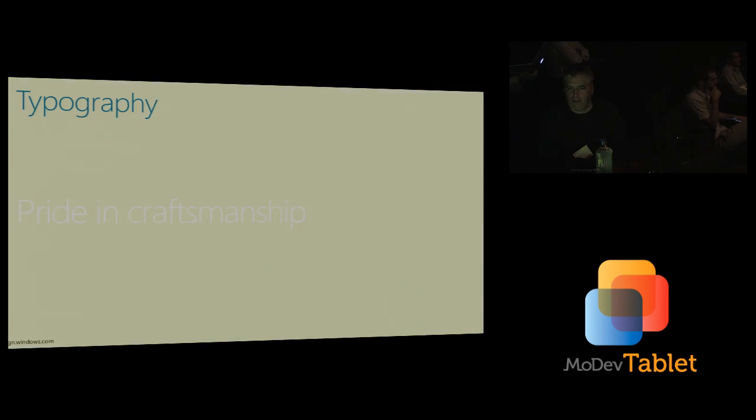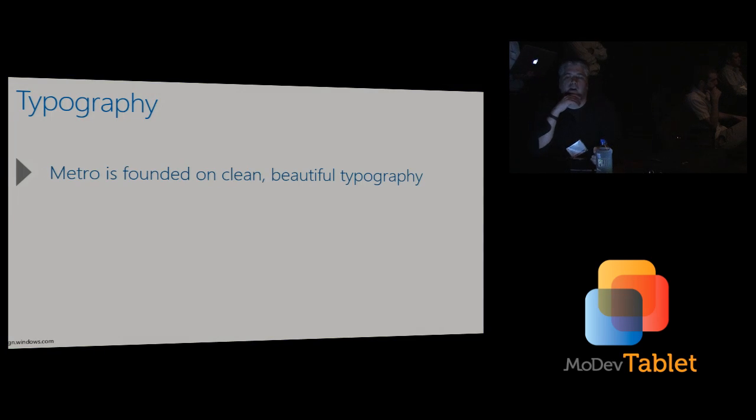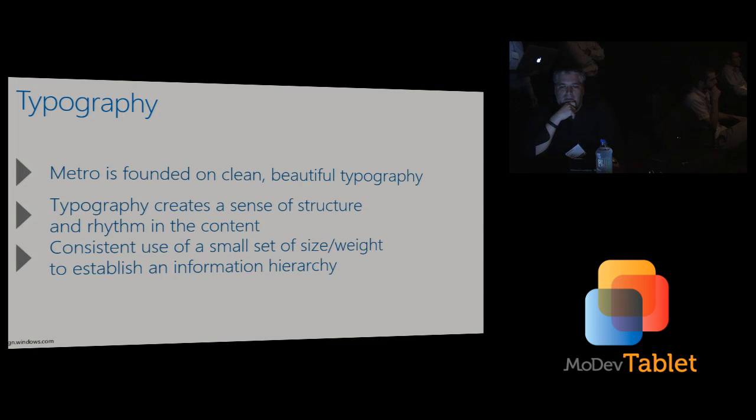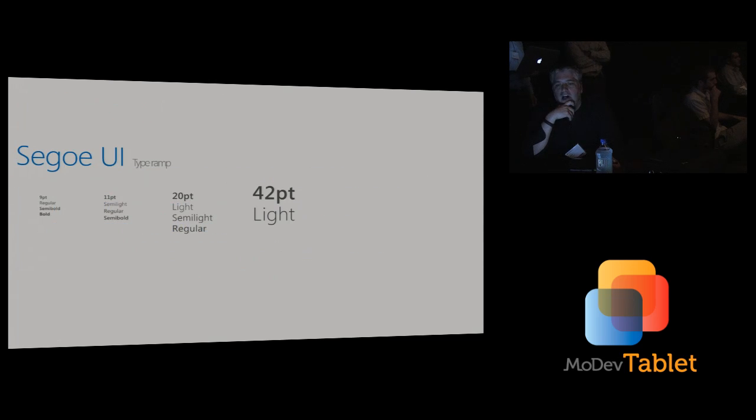So pride and craftsmanship we also discussed, and we talked about typography being important. You see that in a lot of the applications. And it creates a set of structure and rhythm for our content, and it's also how we consistently use a small size and weight to establish information hierarchy. And we use a standard type ramp, and we also use it for certain sections in the content.